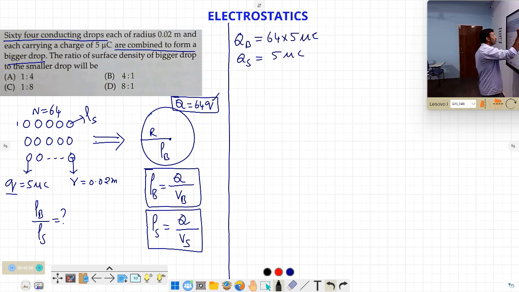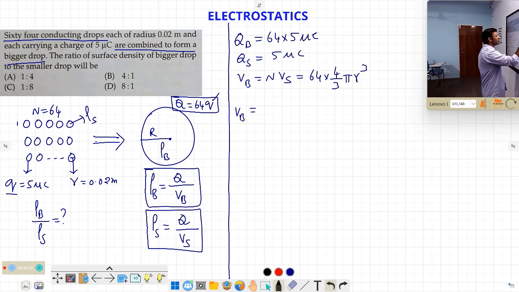Keep it like that. Volume of the bigger drop. The volume of the bigger drop is equal to the combination of all the n small drops' volume, that is n times the volume of the small drop. In this case, the radius of the small drop is given, so the volume is n, which is 64 drops, into the volume of each drop, which is 4 by 3 pi r cube. So the volume of the big drop is 64 into 4 by 3 pi into 0.02 whole cube.